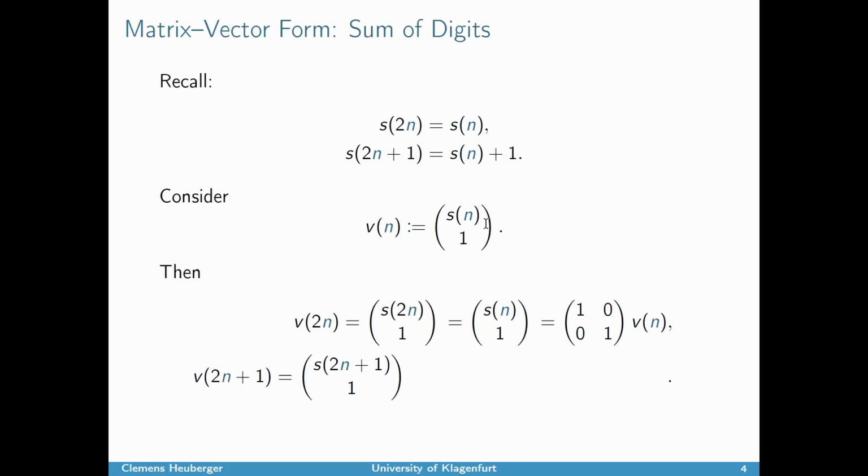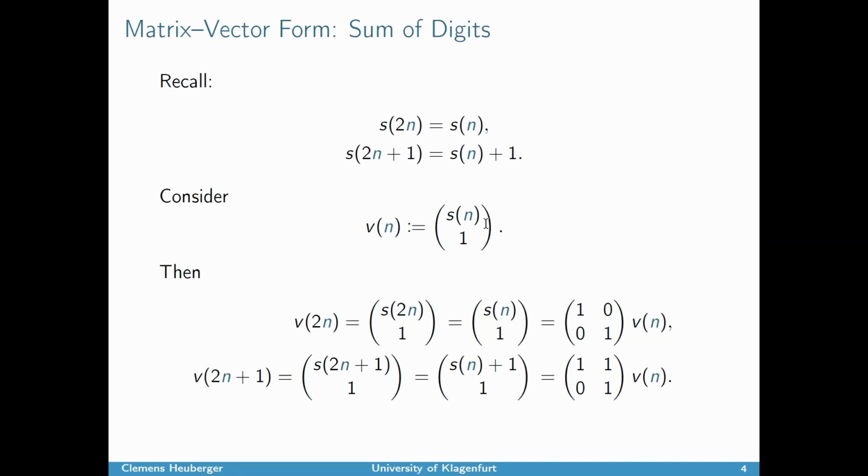But let's try with odd arguments. If we have v of 2n plus 1, then by definition S of 2n plus 1. And now we again use our recurrence, S of n plus 1. And now the matrix vector product is exciting because we have 1, 1, 1, and a 0. So here I actually needed it, yeah? And this shows why I need both components of the vector.